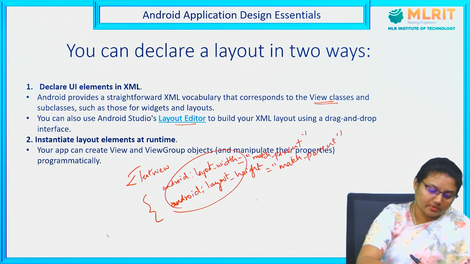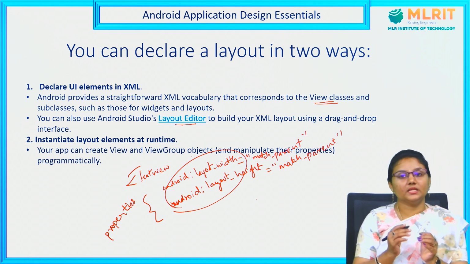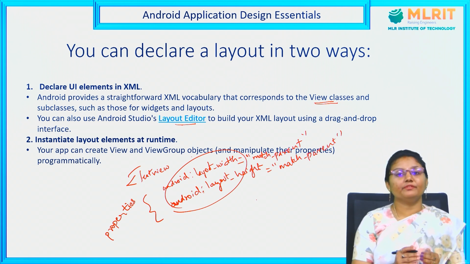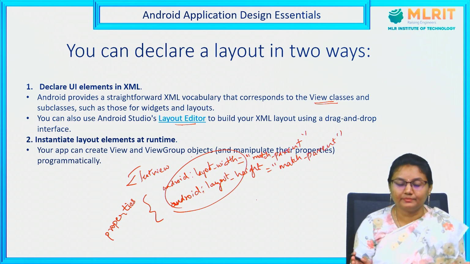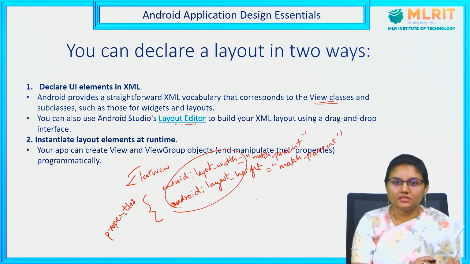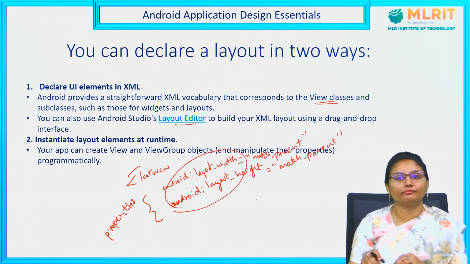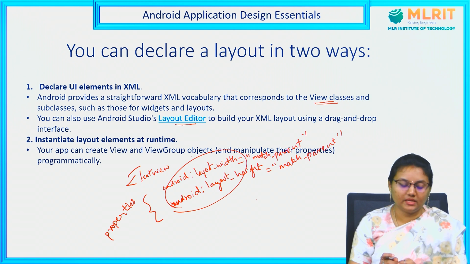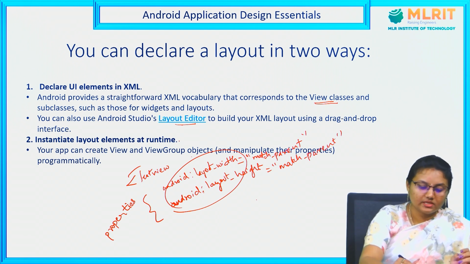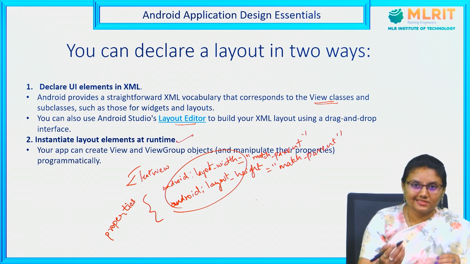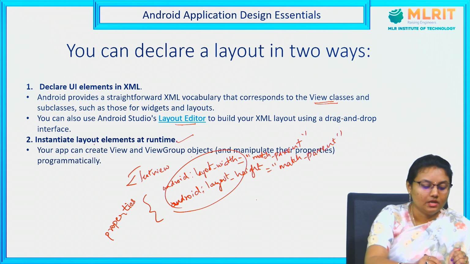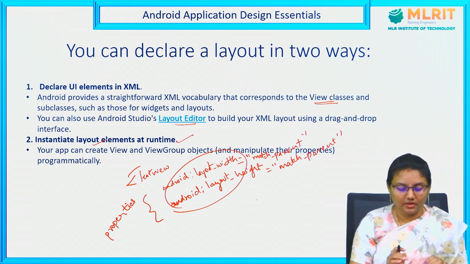So what are these two? These are the properties. And not only two; based upon the components that we are going to use, there are several different properties we have. Those properties are customized based upon the requirement of the user for creating the application. That is what you can use to initialize or instantiate your layout elements based upon the given properties.